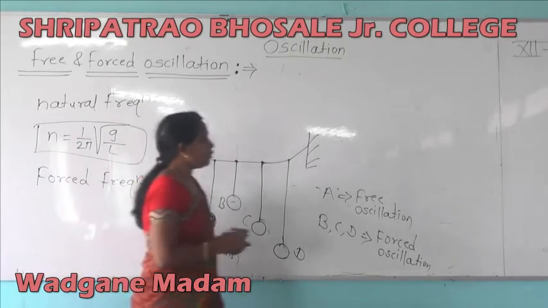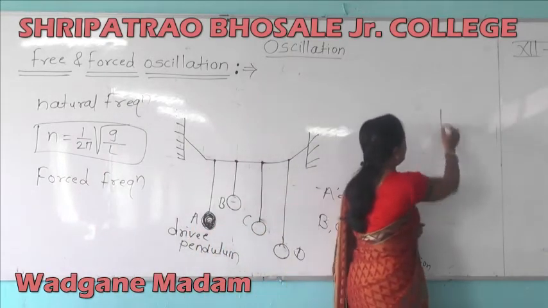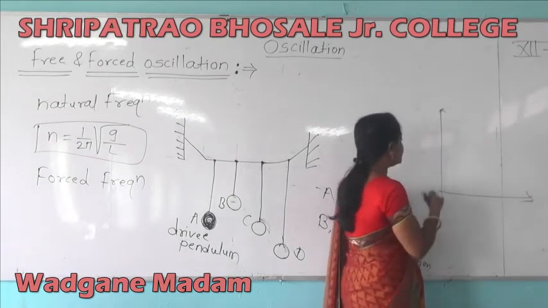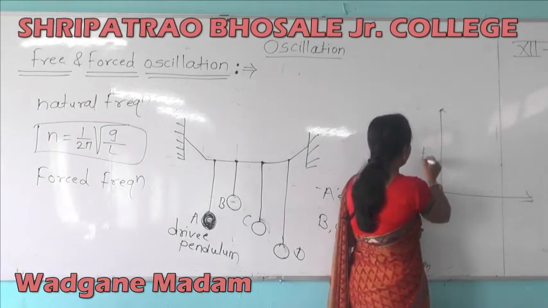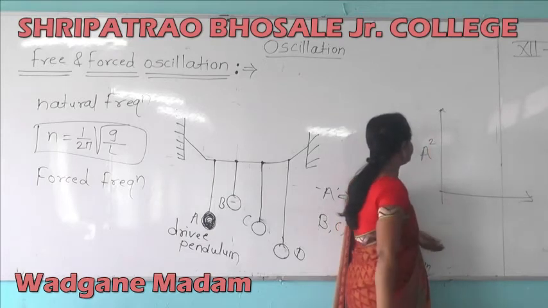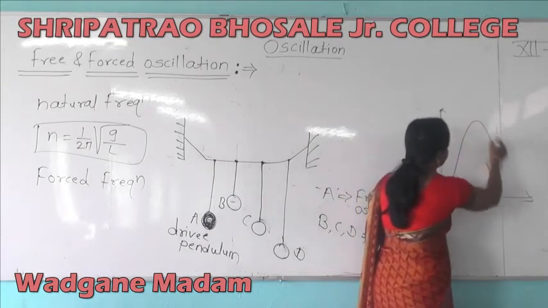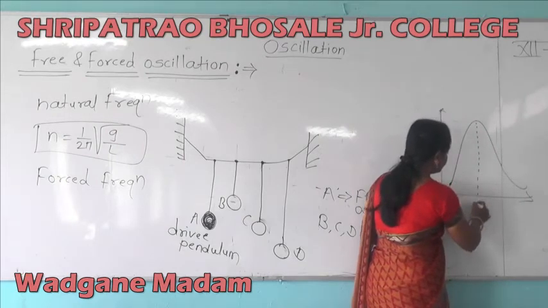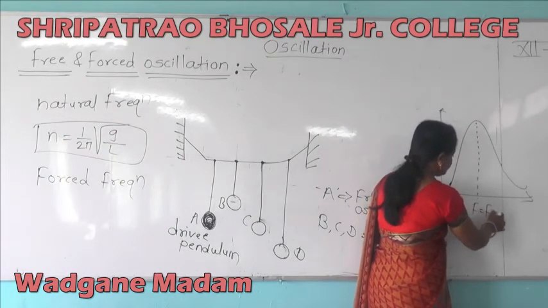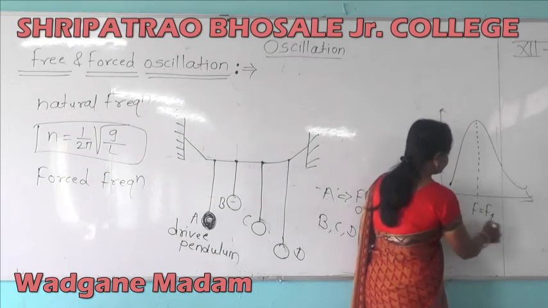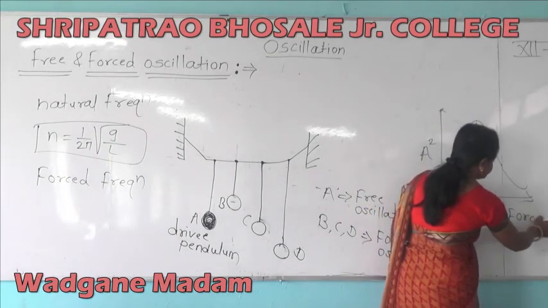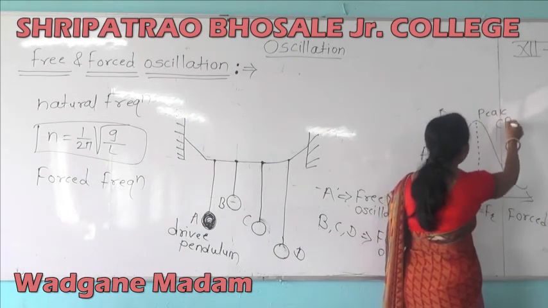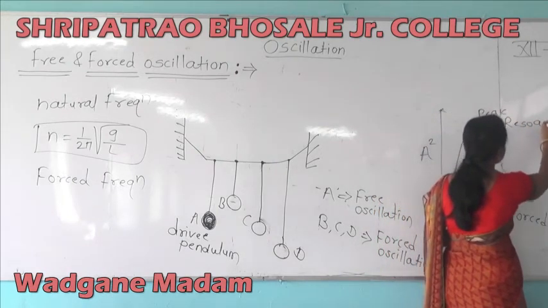If this activity is repeated and we plot the graph of the square of amplitude for corresponding different lengths, then a peak occurs. That peak is called resonance.